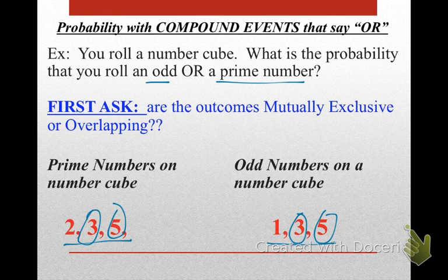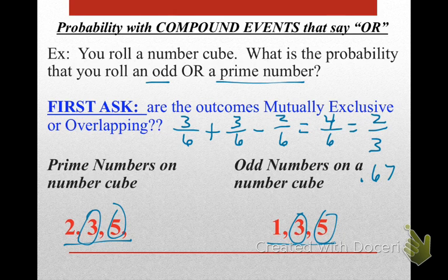So in that case, we first of all figure the probability of our first event, which is odd. So we have 3 out of 6. We add it to the probability of the second event, prime numbers, which are 3. And then we need to subtract off the ones that are both odd and prime. So we subtract 2 out of 6. So we get 3 plus 3, which is 6, minus 2, which is 4 out of 6. And we reduce that to 2/3, just like the other one, we can write it as 0.67 or 67%.